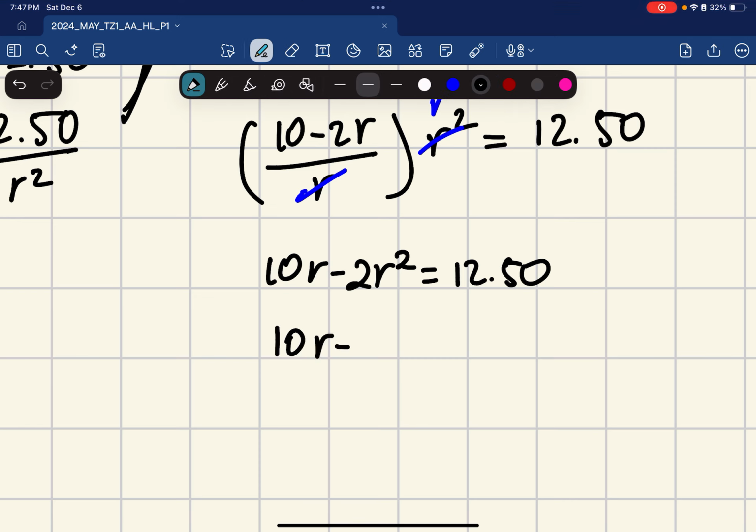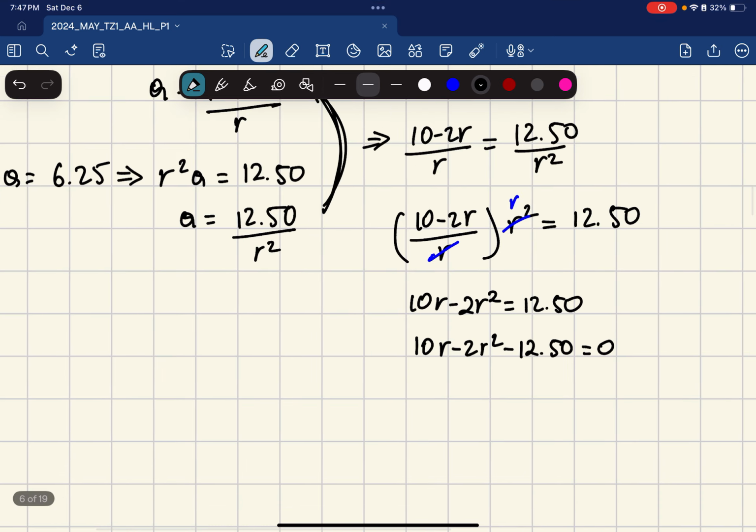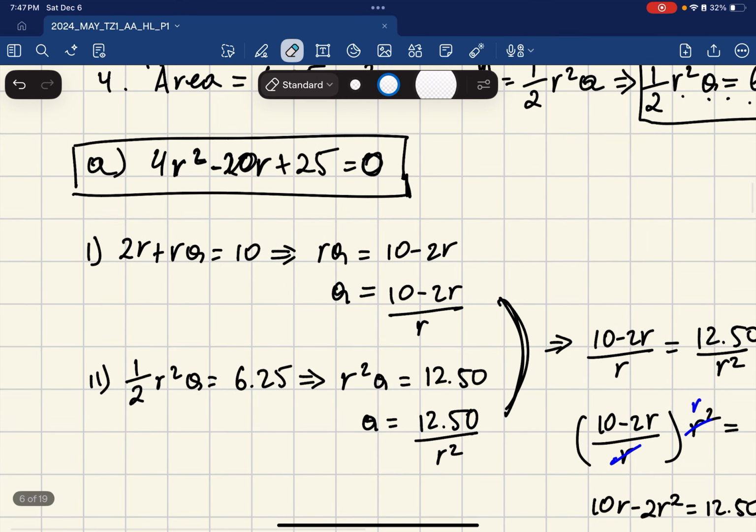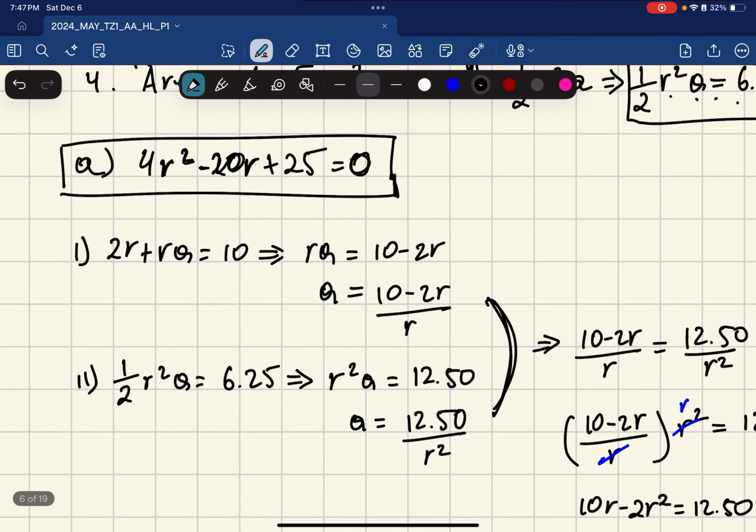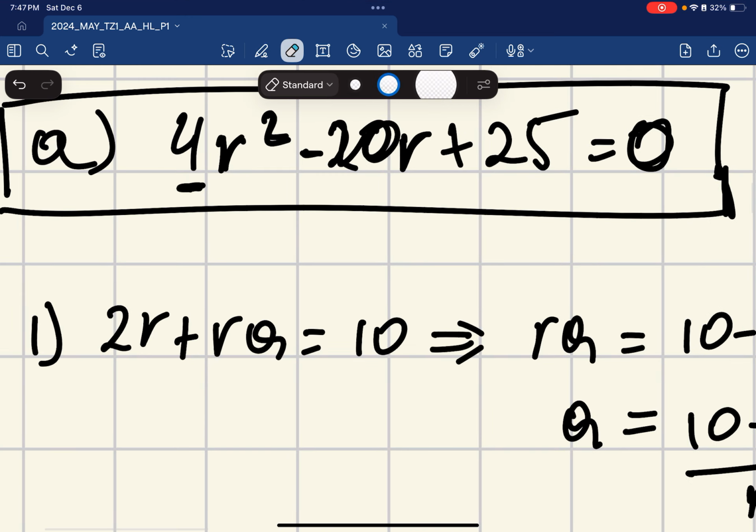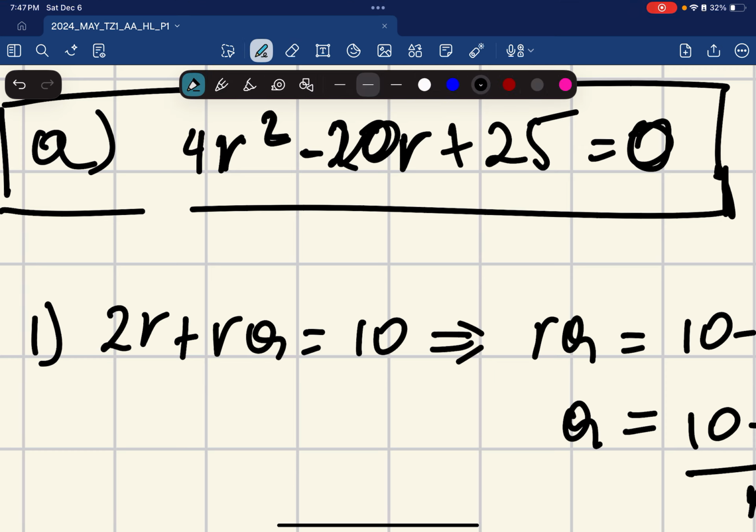So I end up with 10r minus 2r squared minus 12.5 is equal to 0. Normally we should be done, but IB tricked us. If you look at this equation, the coefficient of our leading term is actually 4. It is not 2.